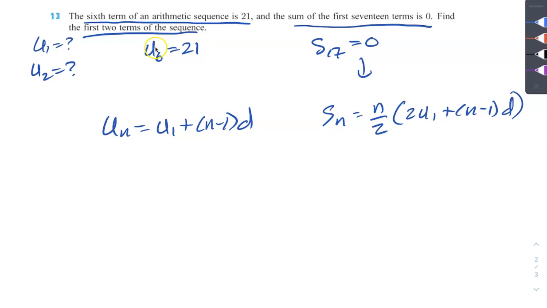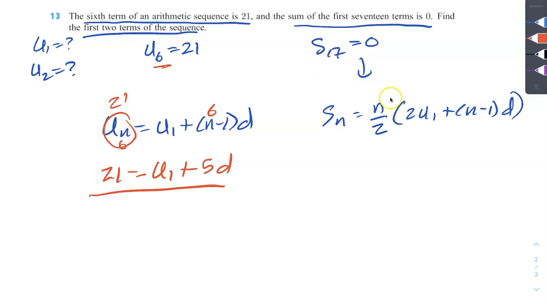So remember the way we substitute this in? The 6's are in. And when you plug in 6, remember what this really means is that you get 21. So all of this is 21. So this is 21 equals U1 plus 5d. That's as far as I go there. On this side, when you plug in 17 for n, you get 0. So this would be 17, and we get a 0 on this side. So you have 17 over 2, times (2U1 plus 16d).